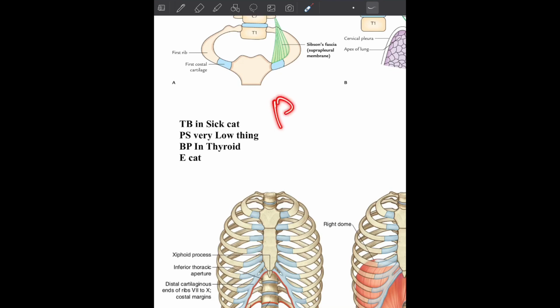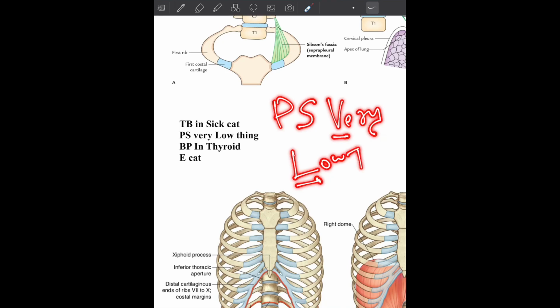P stands for phrenic nerve, right and left phrenic nerve. S stands for sympathetic chain, right and left sympathetic chain. V stands for vagus nerve, right and left vagus nerve. L stands for left recurrent laryngeal nerve, and T stands for right and left first thoracic nerves.